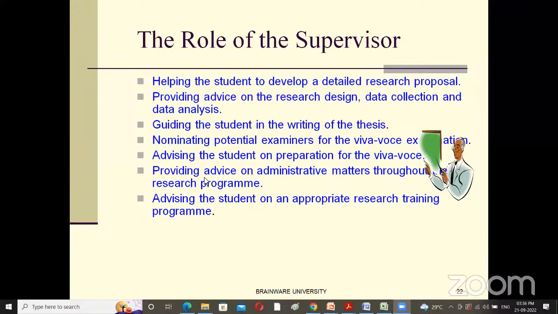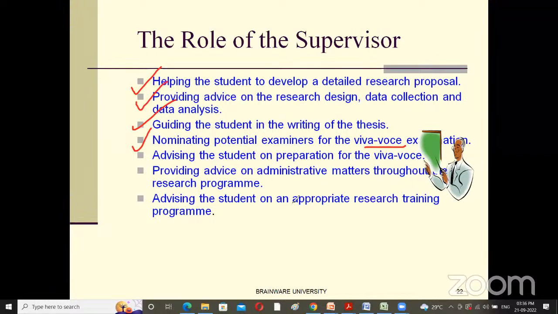So again, I am stating the role of the supervisor. The supervisor is to help the student to develop a detailed research proposal, provide advice on the research design, data collection and data analysis, guide the student in the writing of the thesis, and nominate potential examiners for the viva examination.